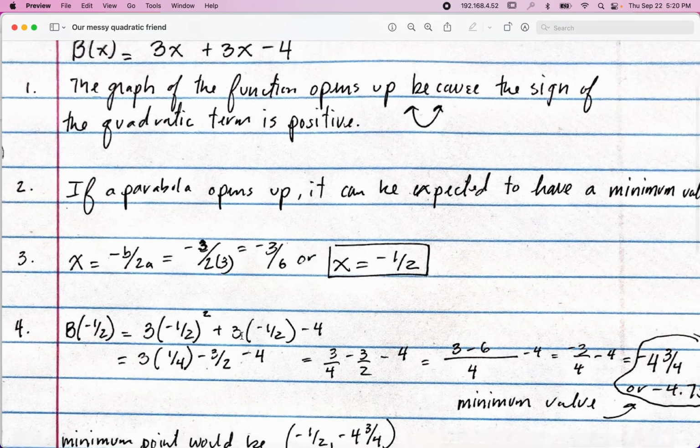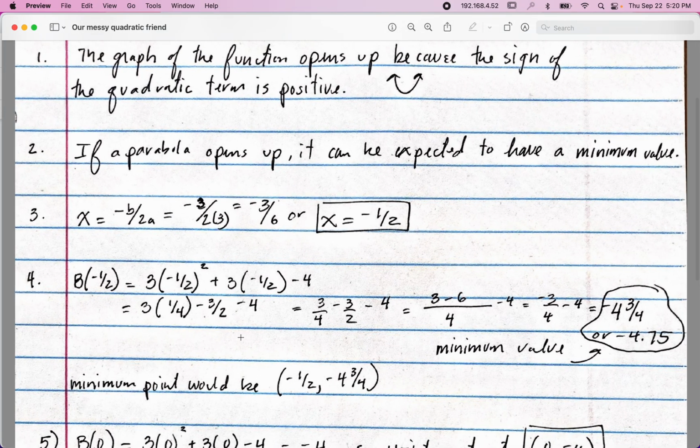You may want to take your time looking through these computations. Even if you're in a really higher level math course, you're going to have to confront some computations. So being able to square negative 1/2 to get a fourth, multiply 3 times negative 1/2 to get negative 3/2. By the time I get here, the denominators aren't the same, so I'm giving them a common denominator. Finally, I get an answer of negative 4 3/4, which I can also represent as a decimal, negative 4.75. And that represents the minimum value that the function produces.